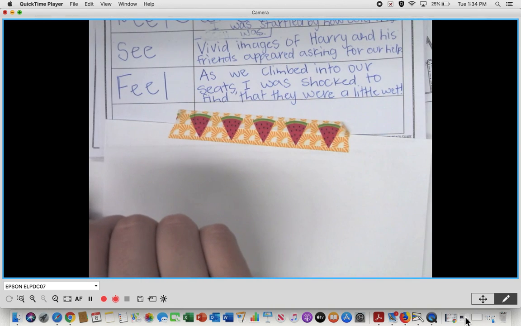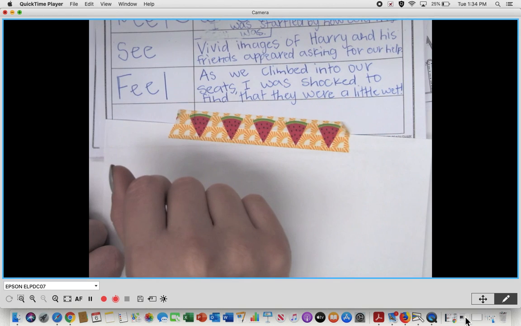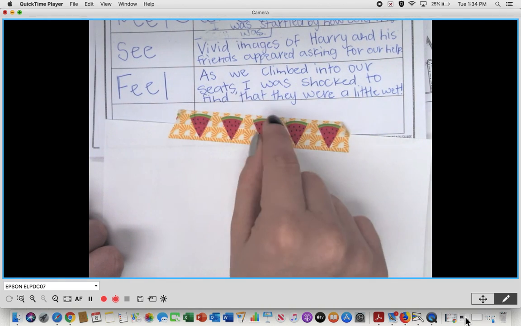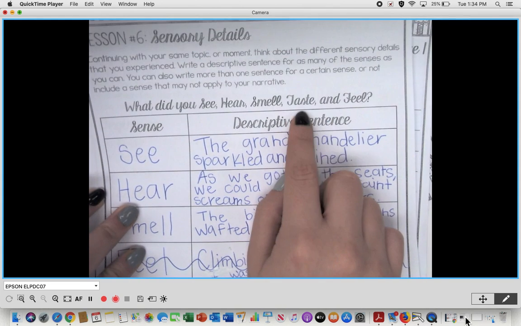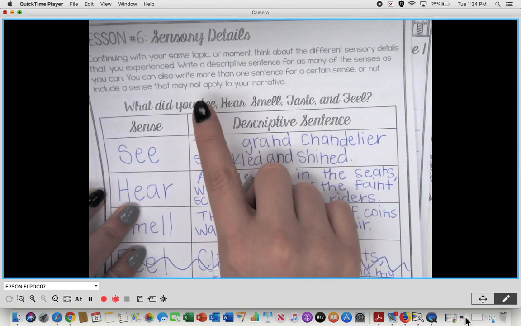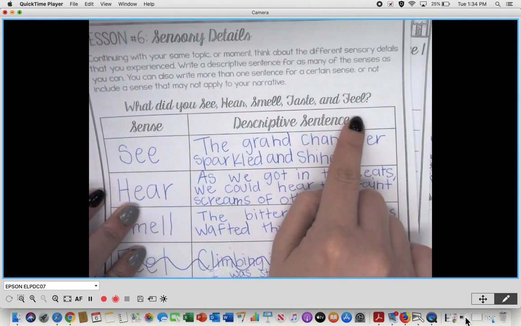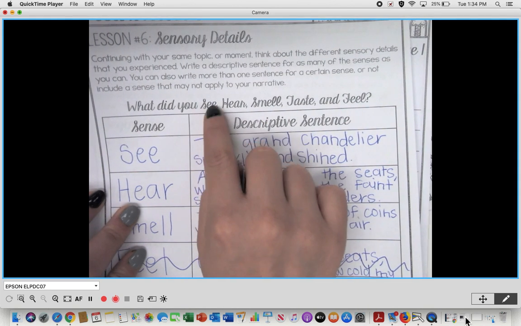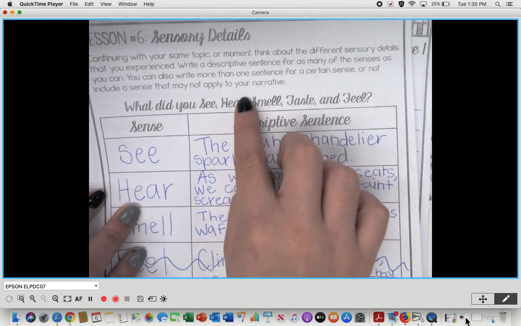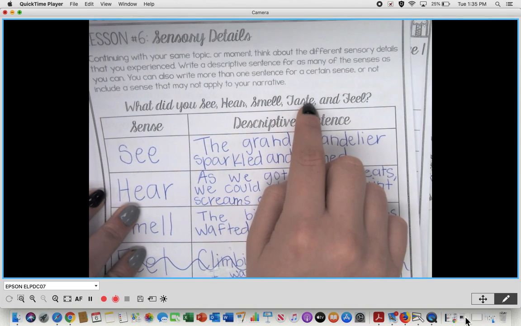Now, do you need to have each sense on your chart? No, you can see Miss Walsh did not put taste because that did not apply to her story. So you are only going to use the senses that apply to your story. So that might mean you have a lot more of see and hear, maybe feel, maybe smell, maybe not taste, maybe not smell, maybe taste.